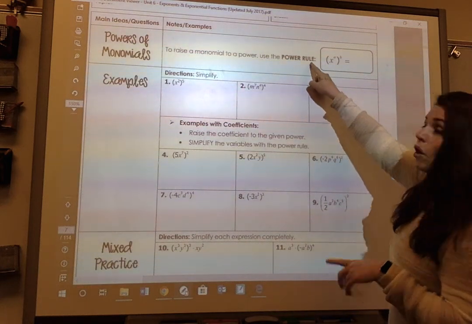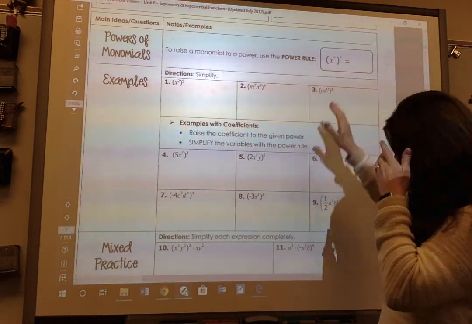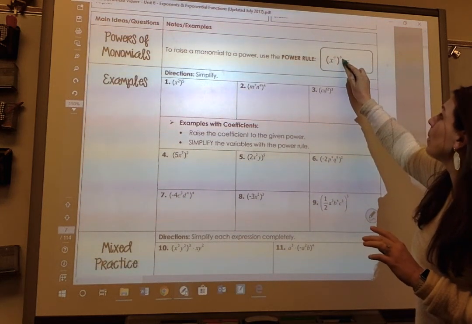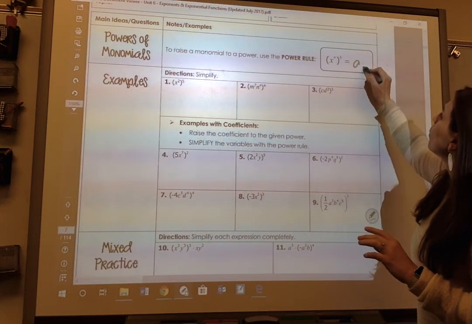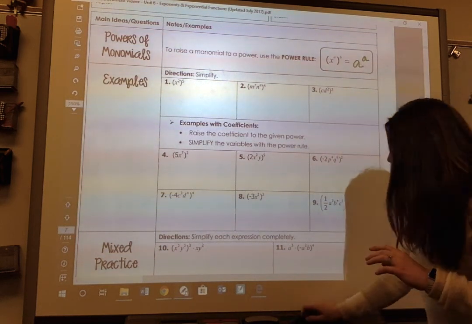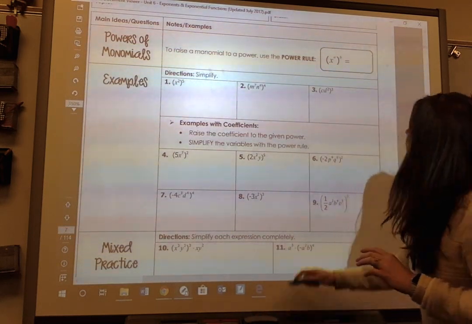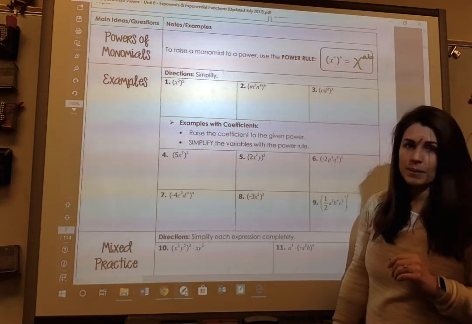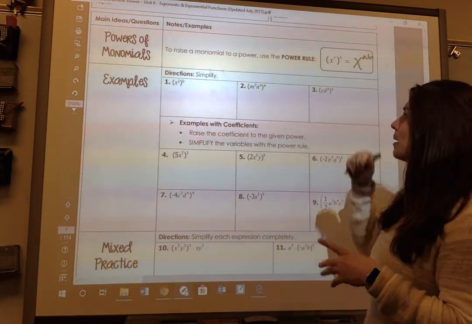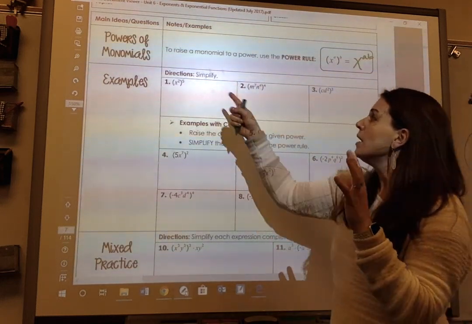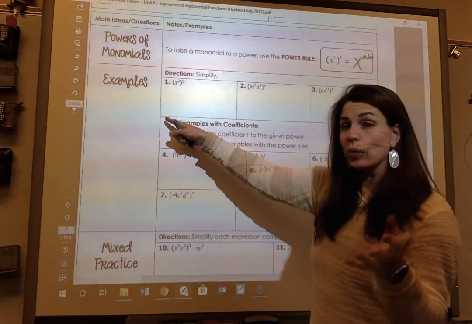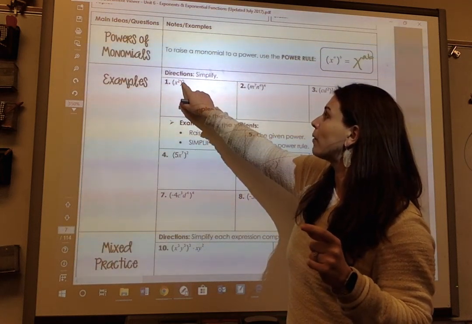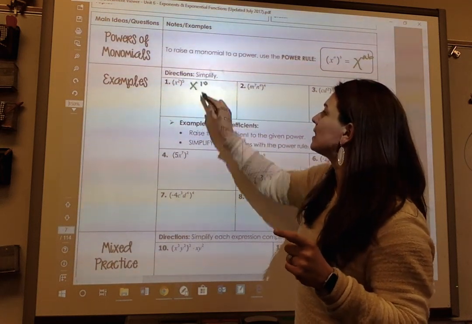We do something and it's called the power rule. And you need to know this rule. So anytime you have an exponent raised to a power, you are going to multiply. My variable is x, and we're going to multiply up here, a times b. And we'll talk about why in these examples. So here I know if I follow the power rule, it's 2 times 5, because here's my exponent, to the power is 5, so I get x to the 10th.